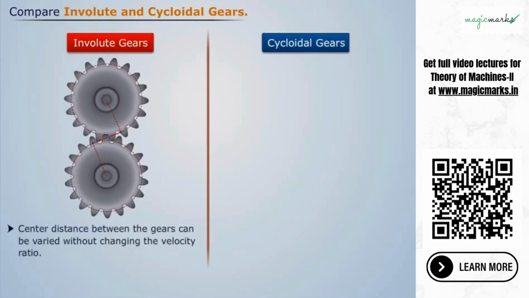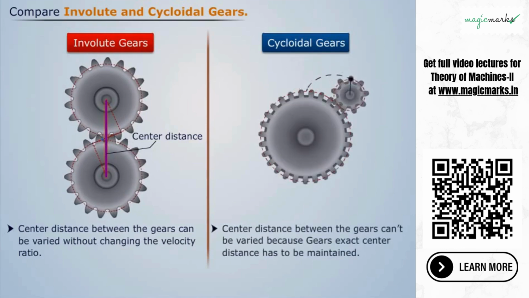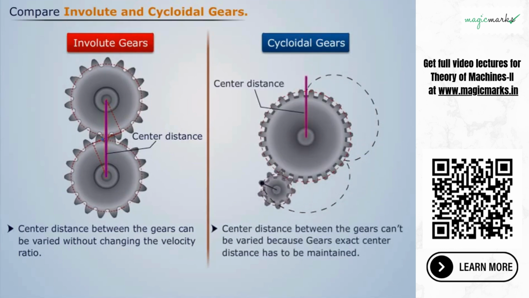In involute gears, center distance between the gears can be varied without changing the velocity ratio. Whereas in cycloidal gears, this is not possible because in them, the exact center distance has to be maintained.